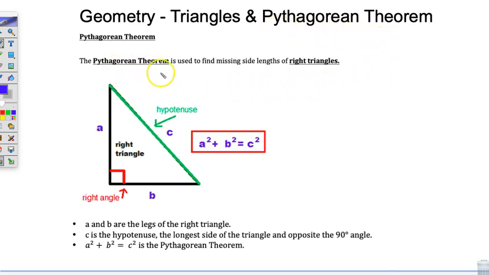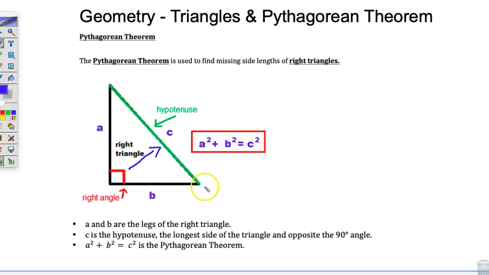The Pythagorean theorem is used to find missing side lengths of right triangles only. A right triangle has one right angle that's exactly equal to 90 degrees. It has what we call a hypotenuse, and that's always side C. It's also the longest side measure of our right triangle. The hypotenuse is always right across from that right angle as well.